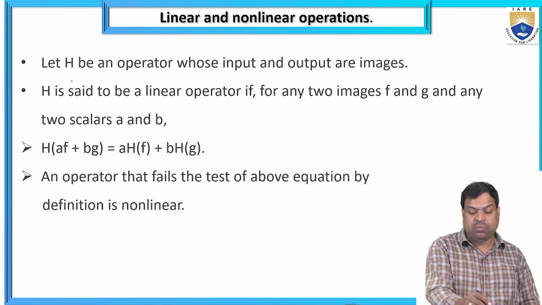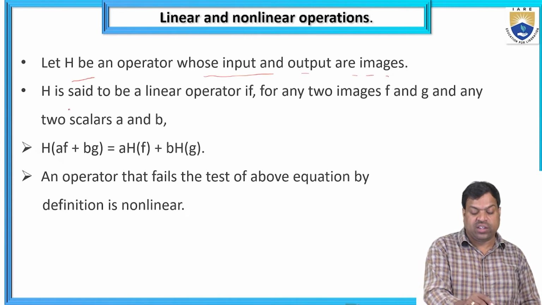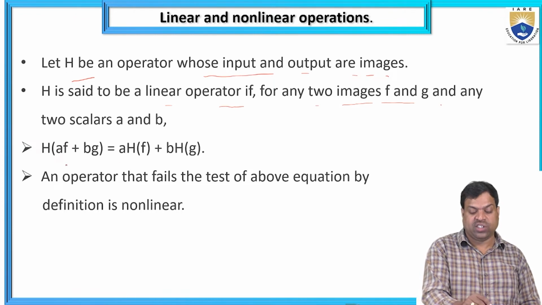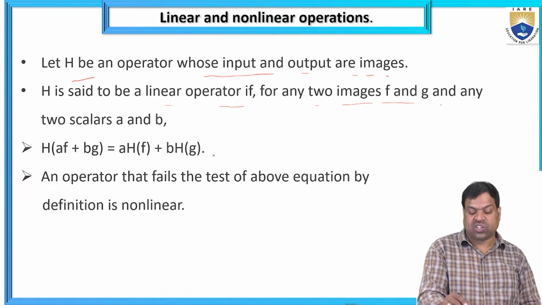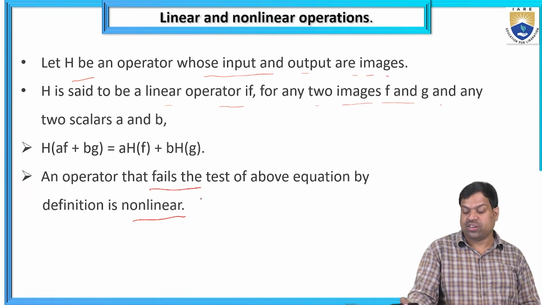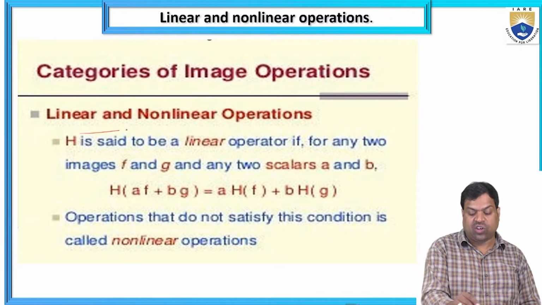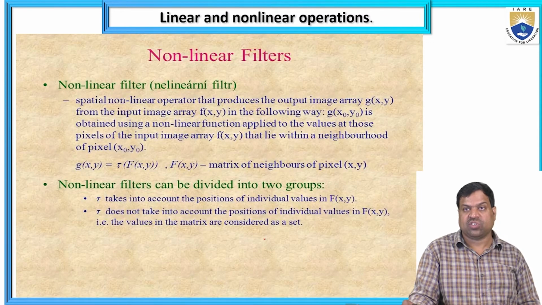So for an operator H whose input and outputs are images, H is said to be a linear operator if, for two images F and G and two scalars a and b, H of aF plus bG equals a times H of F plus b times H of G. If this condition fails, it is called nonlinear. So what is the exact equation for linear and nonlinear operations? H is said to be linear if it satisfies the equation. If it is not satisfied, it is nonlinear.